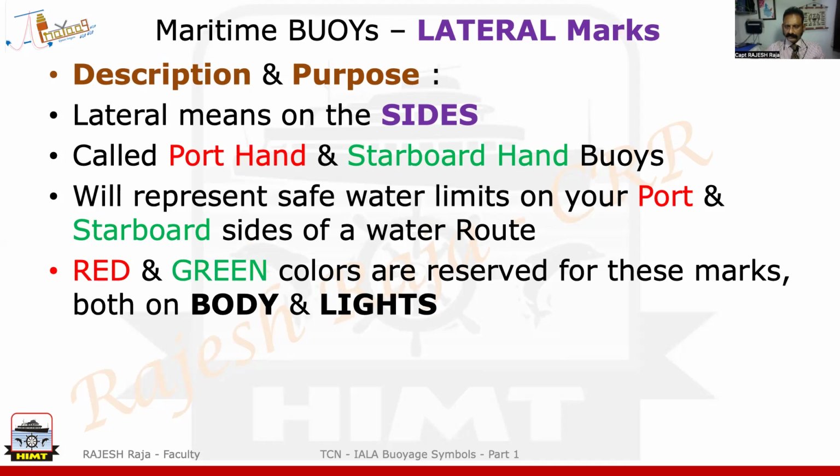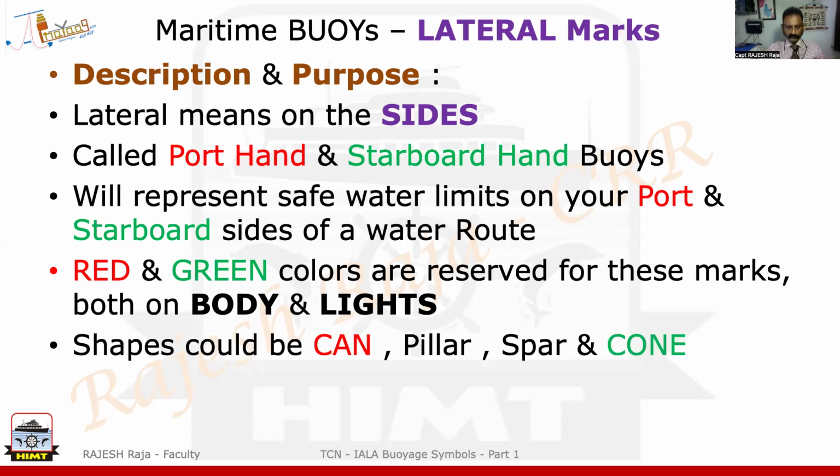Red and green colors are reserved for these marks. They are reserved for the lights also and reserved for the body color also. I'll show you that. Shapes could be these four shapes: can, pillar, spar, and cone. And particularly, I have marked the can buoy with a red color since I'm going to talk about region A, and cone with green color.